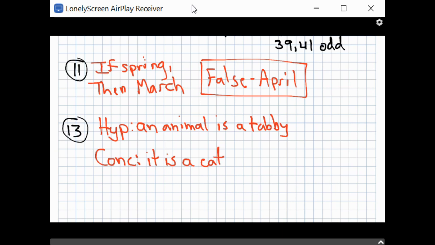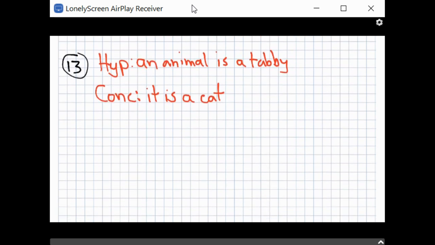Alrighty, and so converse, you would switch those. Inverse, you would put not in front of each one, or contrapositive, you would do both, but we'll get to that eventually. So let's take a look at number 17.